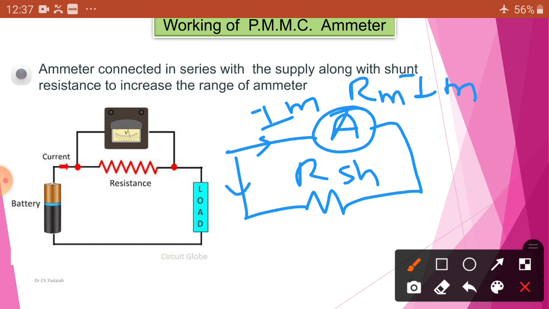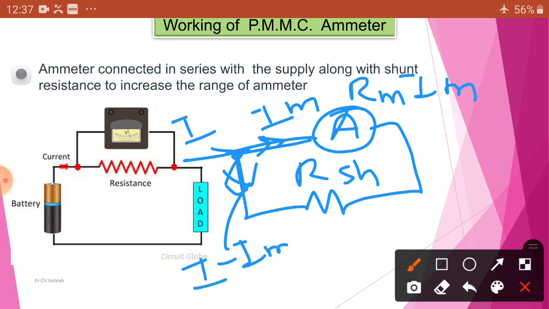The input current I is coming from this side. Some of the current flows here, and some of the current flows here. This current we can write as I minus Im, where Im is the meter current. Now the same current is flowing. We can see that this circuit and this circuit are both in parallel.